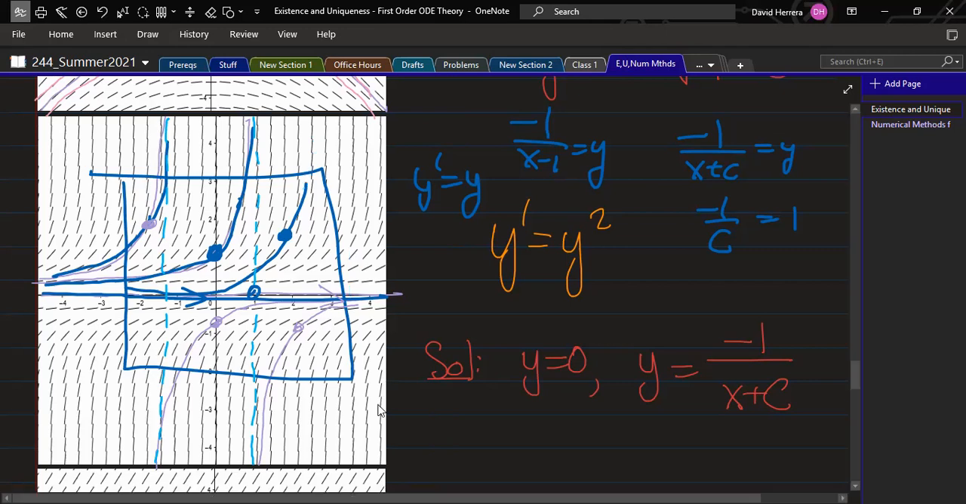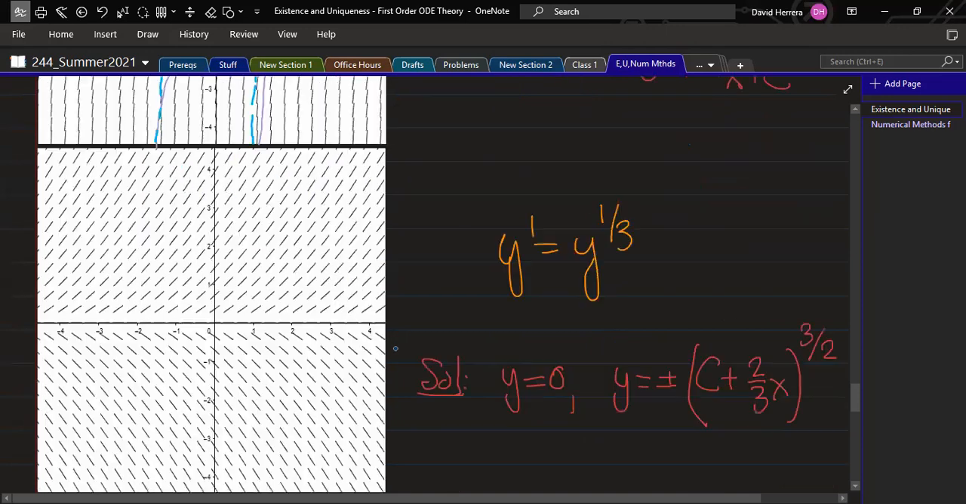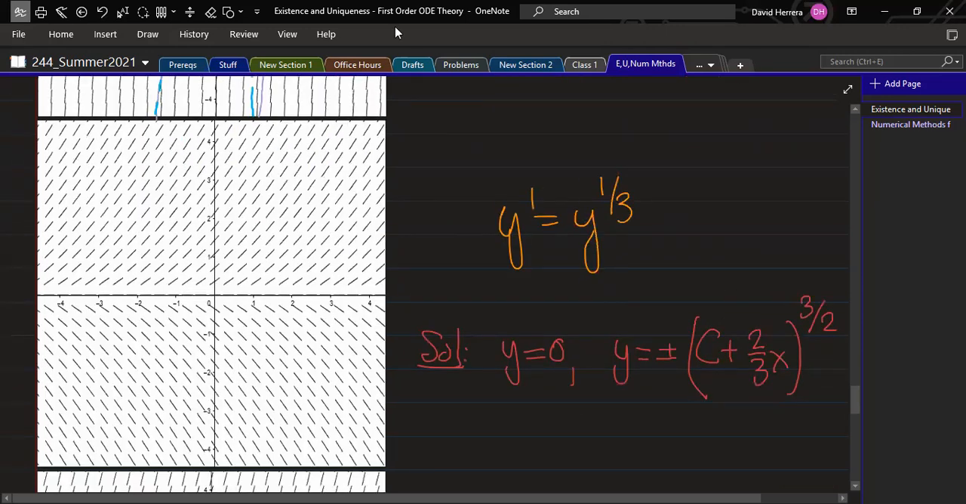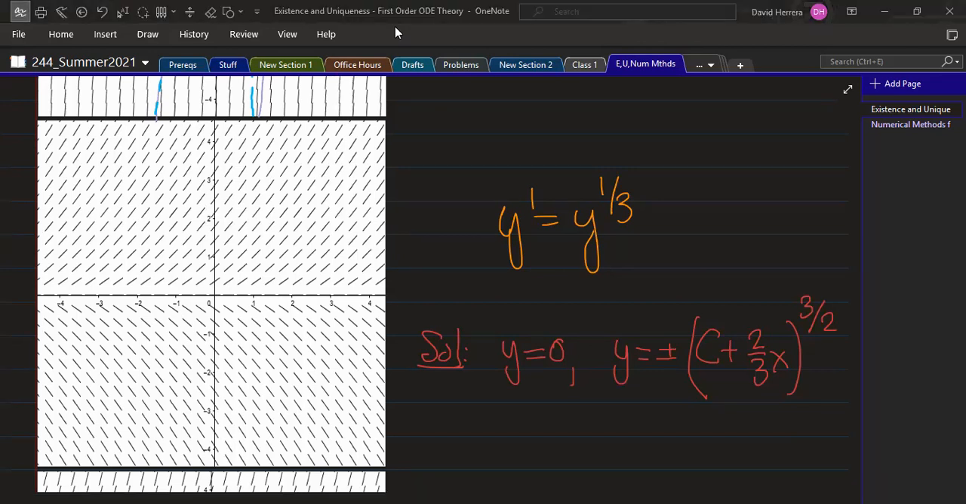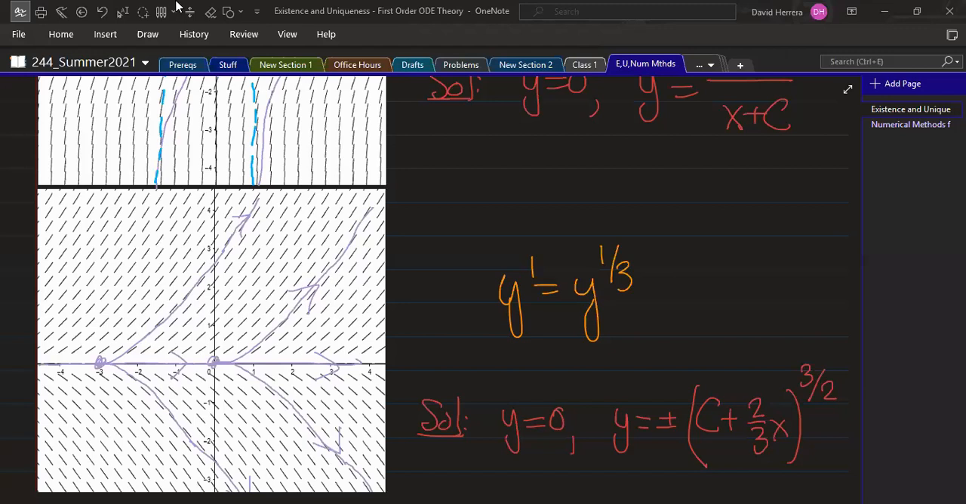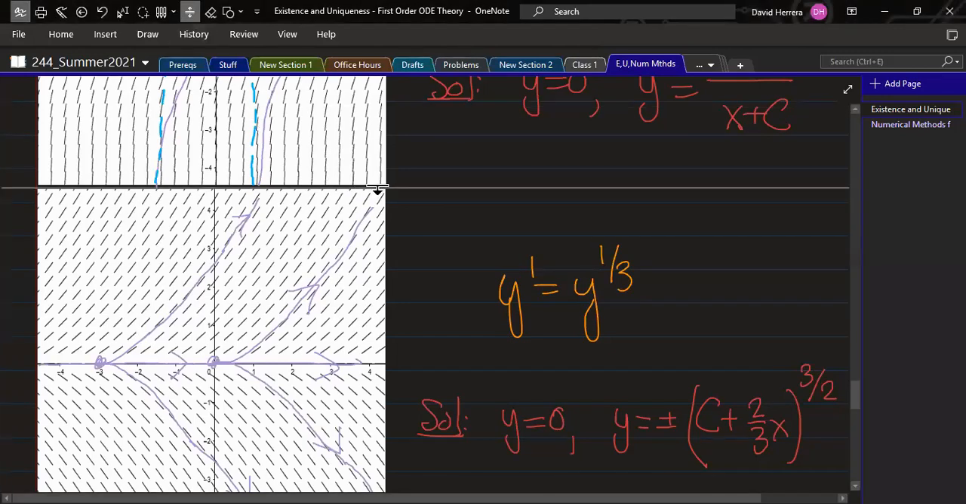So let's continue. Here's an example of where there is a problem. Even though the function looks nice, we're going to see that there's a problem with uniqueness. So I'm going to pause and draw some. So I wanted to briefly mention something that happened with the previous example before we go over this.